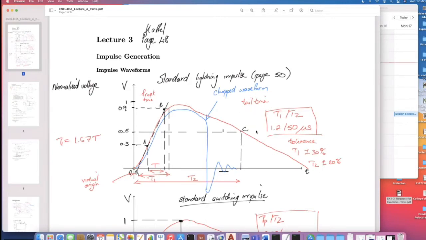We have a definition of the lightning impulse waveform. The front time T1 must be 1.2 microseconds, and the tail time T2 must be 50 microseconds. So again, I refer back to that table. It's an impulse voltage. It doesn't occur all the time. It's not constantly applied. It occurs when there's a storm or there's a direct or indirect strike to a transmission or distribution line.